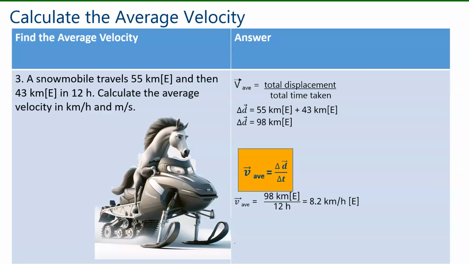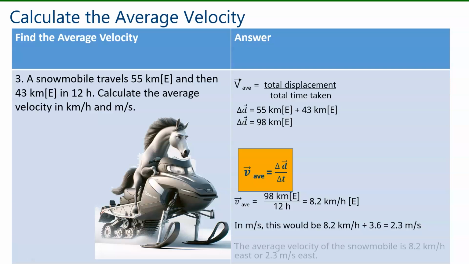So we use our conversion factor of 3.6, and when we divide 8.2 kilometers per hour by 3.6, we get 2.3 meters per second. So the average velocity of the snowmobile is 8.2 kilometers per hour east, or 2.3 meters per second east.